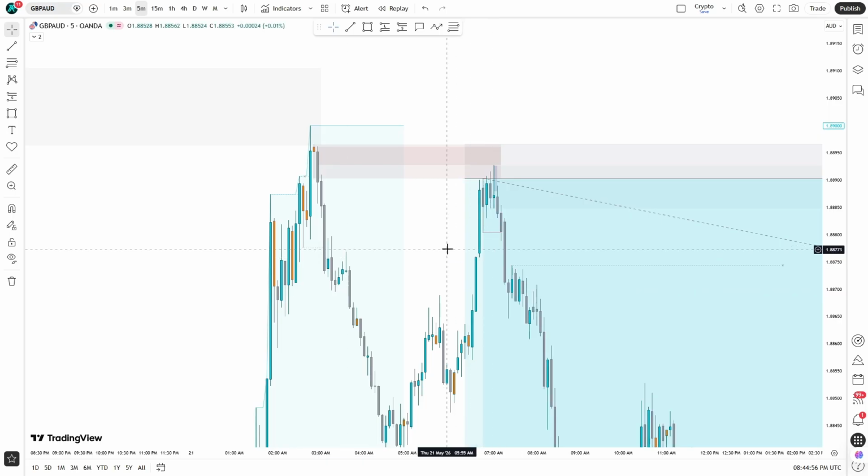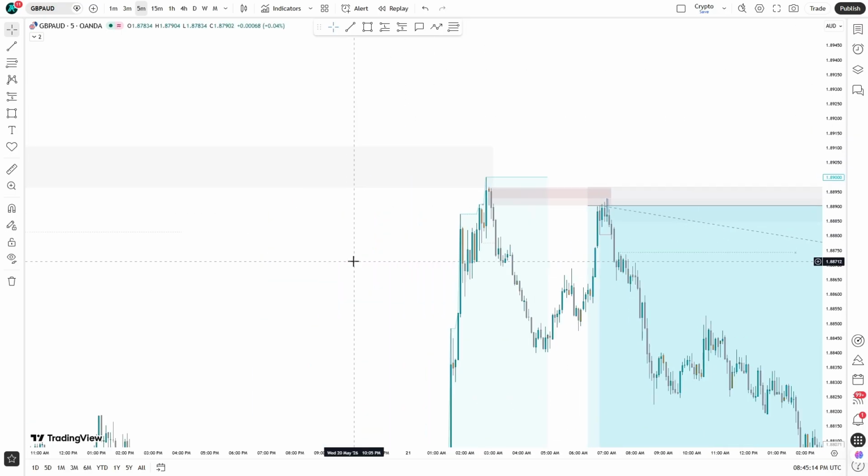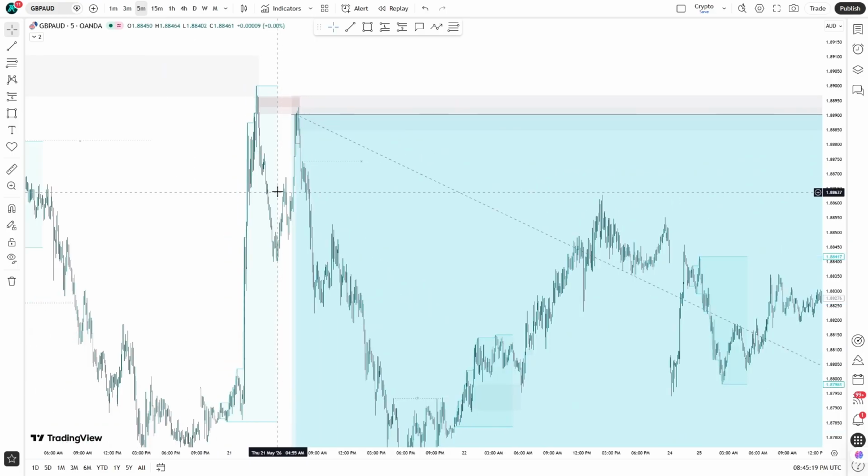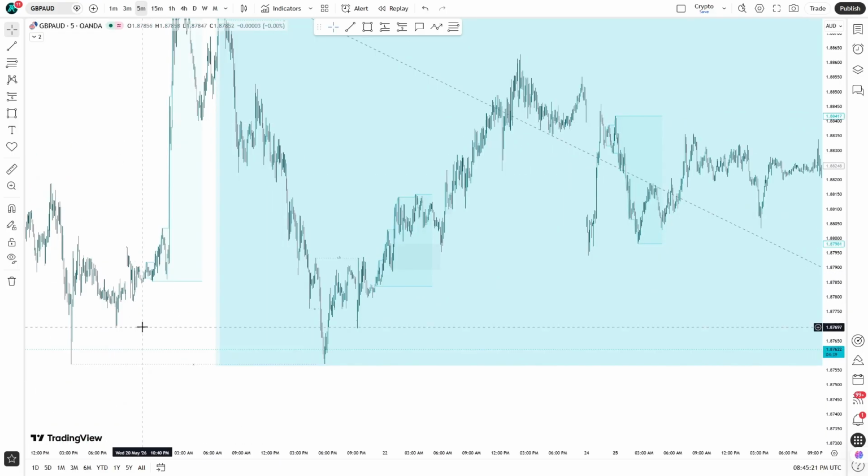What the market actually mitigated was the 5 minute supply. That was what the market mitigated, the inside bar supply zone. The inside bar supply was very visible. We noticed that it was going to be a bearish market, and we targeted this low.